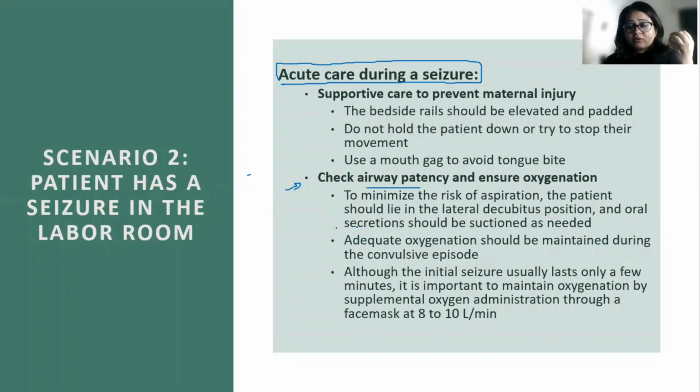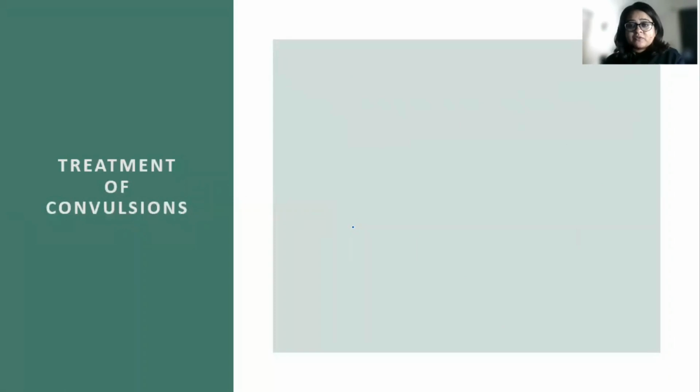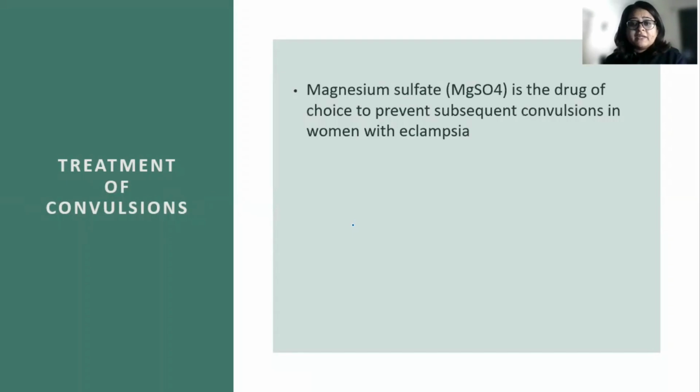Although the initial seizure lasts only for a few minutes, even in those few minutes, if her saturation drops, that can lead to significant consequences on both her and on the fetus. So make sure that oxygenation is maintained, and we can use pulse oximetry to check the saturation. So that is the initial treatment. As I said, the patient will be brought to you in a post-ictal state, post a convulsion, or she has a seizure right in front of you. This is the initial thing that needs to be done.